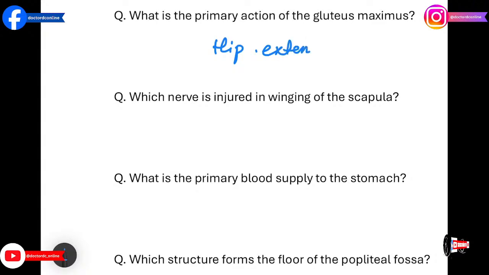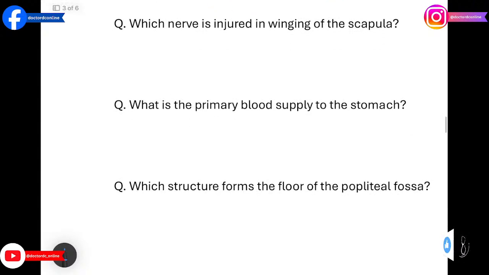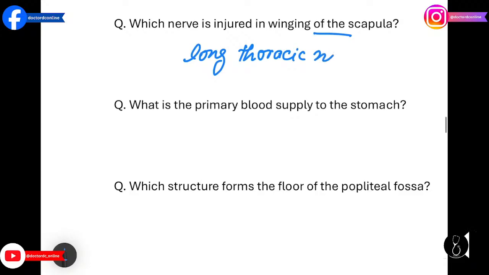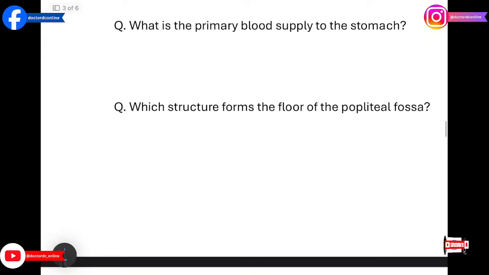And the answer is hip extension, because it is the strongest extensor of the hip, active during walking and climbing. Next question: which nerve is injured in winging of the scapula? And the answer is the long thoracic nerve. It innervates the serratus anterior, and injury causes scapular winging.